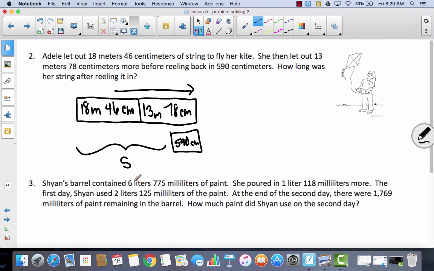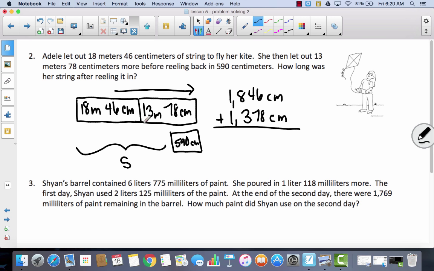So this is a multi-step problem. What do you think that we should do first? Well, I'm thinking I'd like to go ahead and figure out how long her string was before she reeled it back in. So I'm going to change these from meters to all centimeters. So this will be 1,846 centimeters, 1,378 centimeters. And I'm going to add that together, okay?